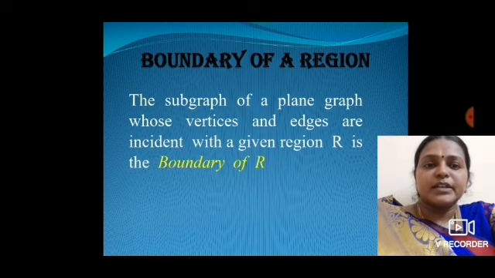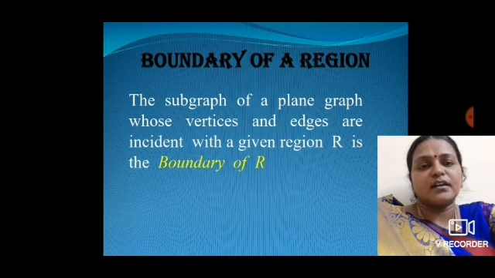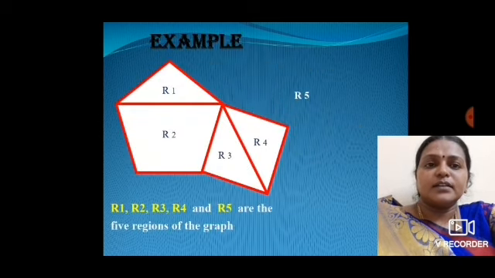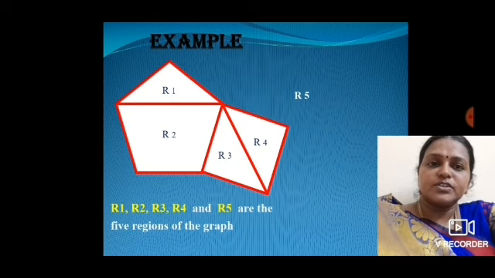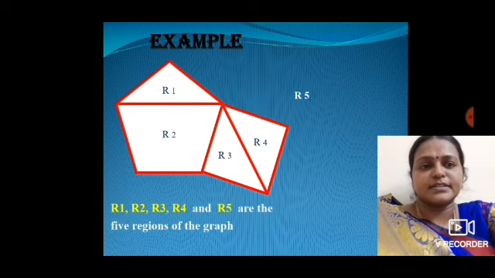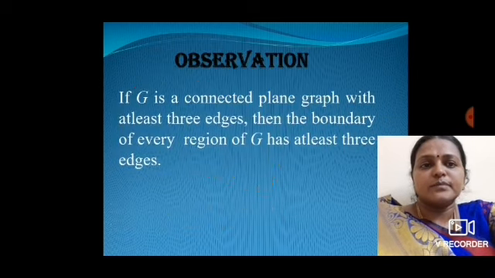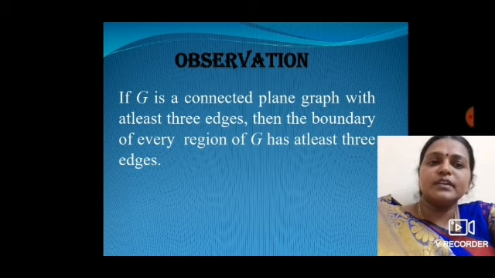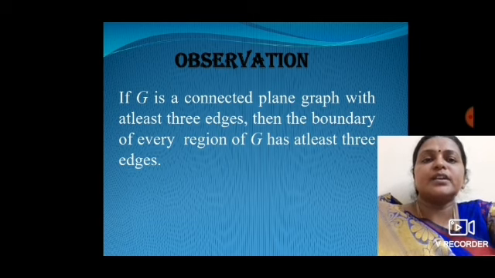The subgraph of a plane graph whose vertices and edges are incident with a given region R is the boundary of R. The region R1 contains 3 edges as boundaries. Similarly, you can see R2, it contains 4 edges as boundaries. So the observation is, if G is a connected plane graph with at least 3 edges, then the boundary of every region of G has at least 3 edges.